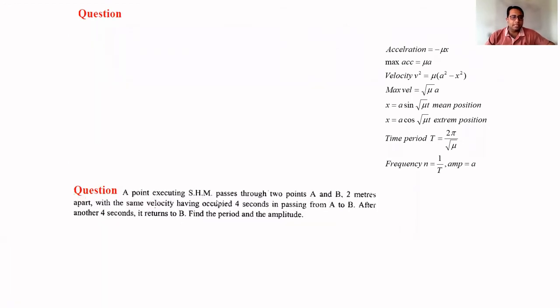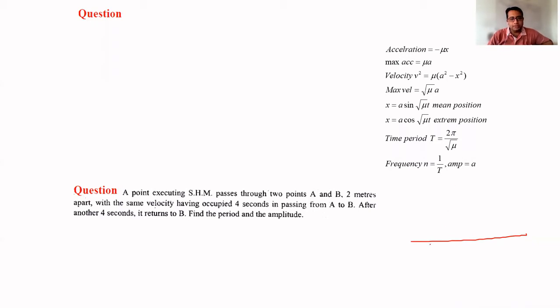Next question is, a point executing SHM passes through 2 points A and B, 2 meters apart, with the same velocity, having occupied 4 seconds in passing from A to B. After another 4 seconds, it returns to B. Find the period and the amplitude. So firstly, let us understand the question. So the particle is passing through the 2 points A and B with the same velocity, having occupied 4 seconds in passing from A to B.